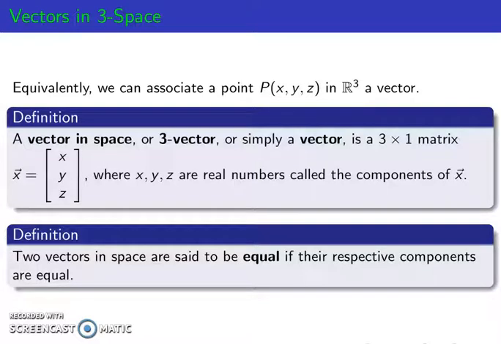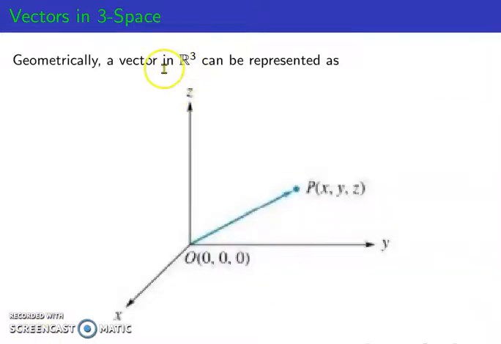Similar to a point P(x, y) in R squared, we can also associate a point P(x, y, z) in R cubed, a vector. For its definition, a vector in space, or a 3-vector, or simply a vector, is a 3 by 1 matrix, where x, y, and z are real numbers called the components of the vector. Similarly, two vectors in space are said to be equal if their respective components are equal. Geometrically, a vector in R cubed can be represented by this one.